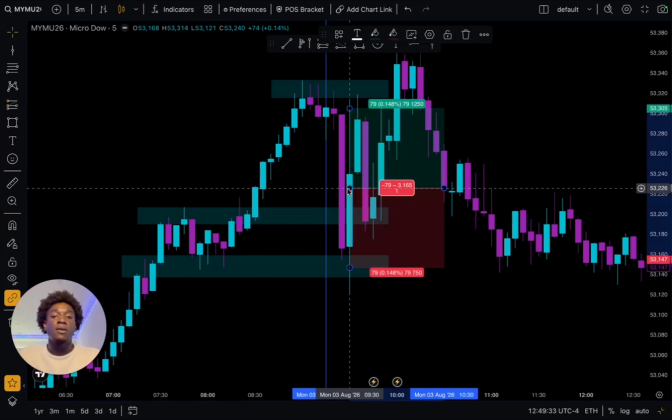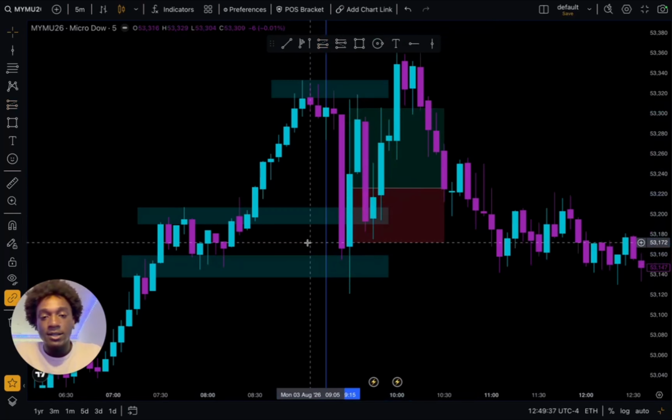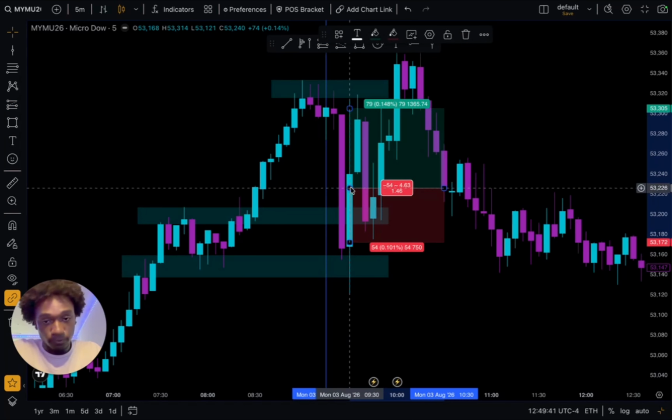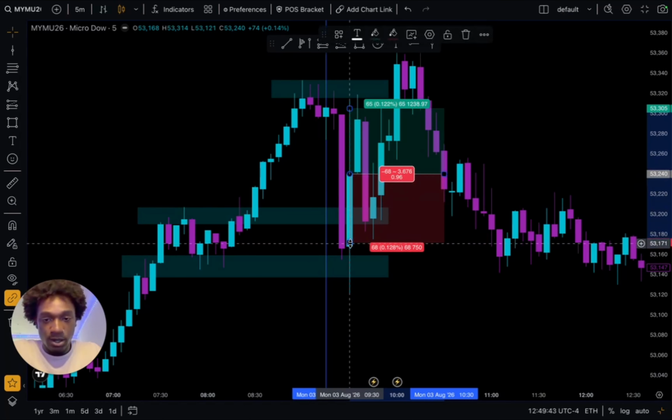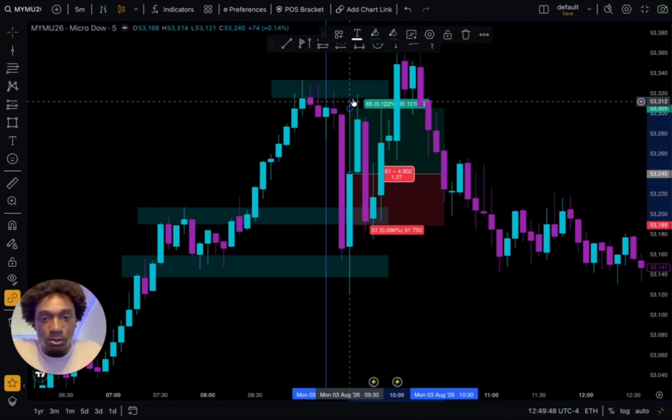My entry was about right here. My stop loss was in the middle of this zone, right? Like I said, my stop loss is based off my entry. If we had a worse entry, let's say I got an entry right here, honestly, we probably would have lost this trade because as you guys can see, price came up.